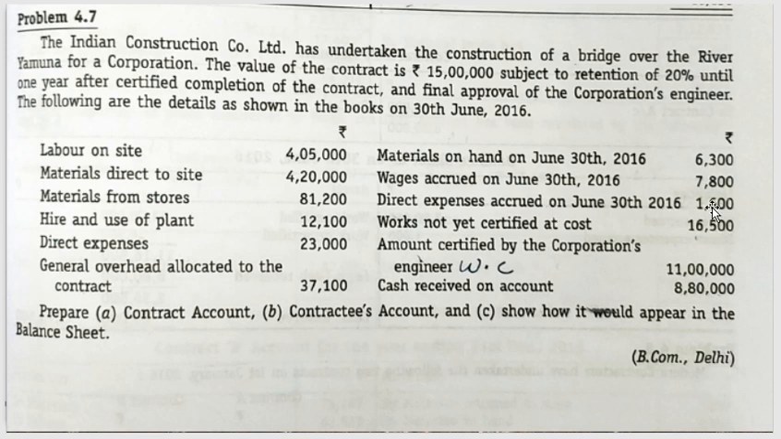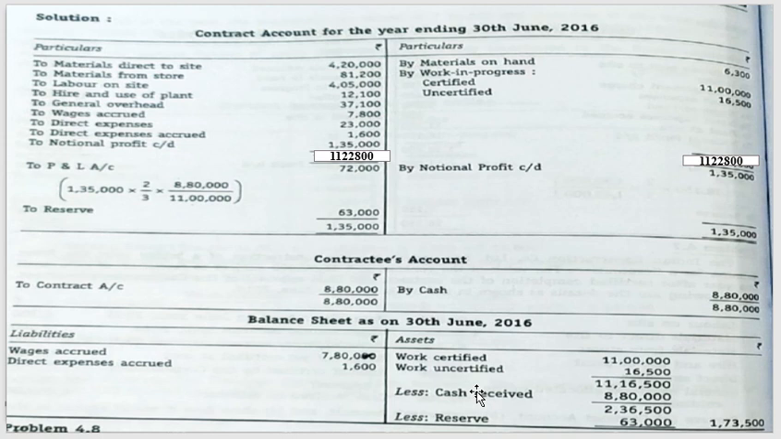So which is 7,800 and 1,600. Next, in your asset column, we will be taking work in progress items, that is work certified and work uncertified. With the work certified and uncertified, we will get the total amount that you are going to receive.